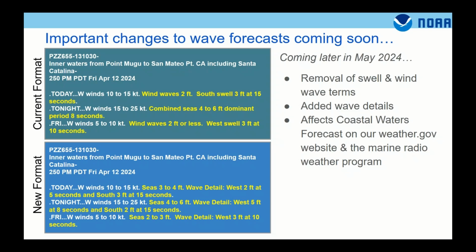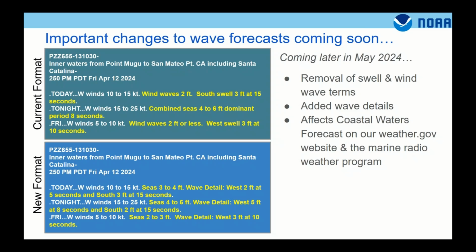These changes are going to affect our coastal waters forecasts, which is the flagship marine forecast available on our weather.gov websites, as well as the weather forecasts available on most marine communication radios through the weather button available there. So these changes will affect those services. These changes are expected to come towards the end of this month, May 2024.